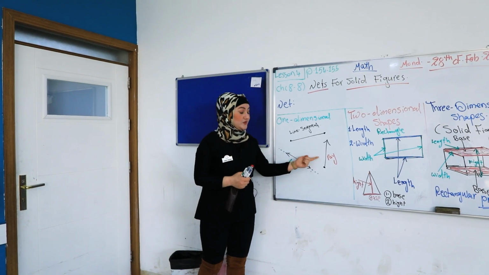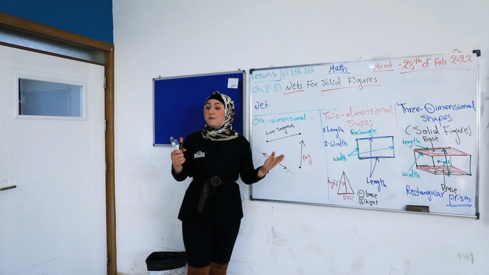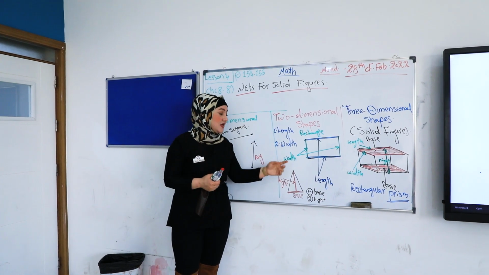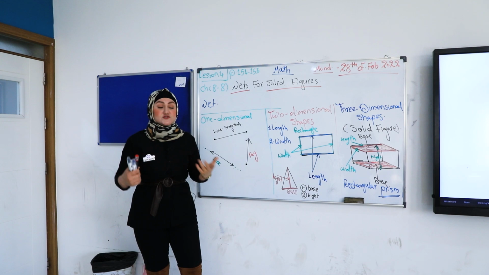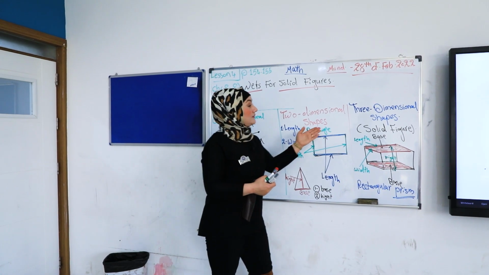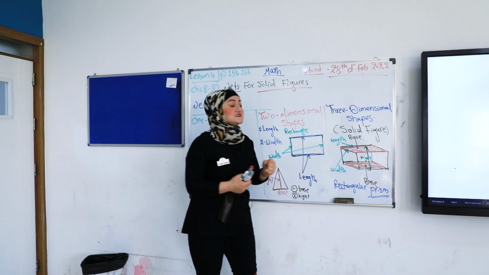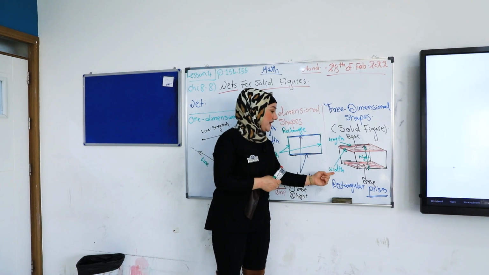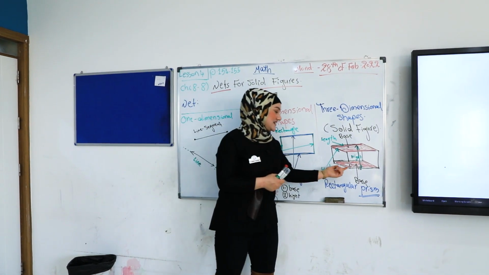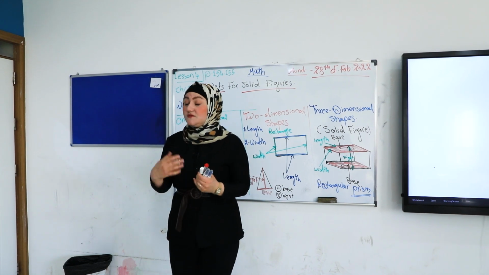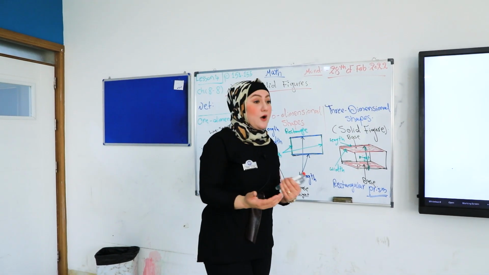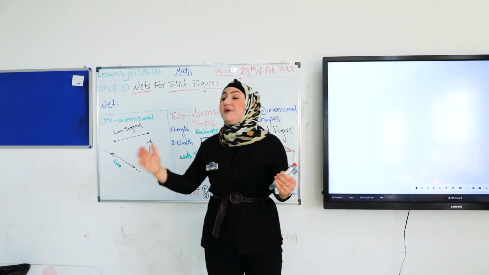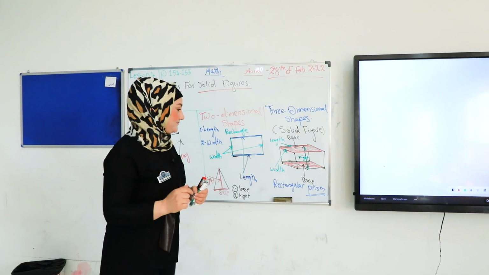So one dimension we talked about: line or ray or line segment. The two-dimensional shapes have length and width, like rectangle and triangle, and also you can have a square. What about the three-dimensional shapes, the solid figures? We have three dimensions: length, width, and also height. You also can say they have bases. But why would we need to know how many bases they have, one base or two, more than one base? So as to make a difference between the pyramid and the prism.